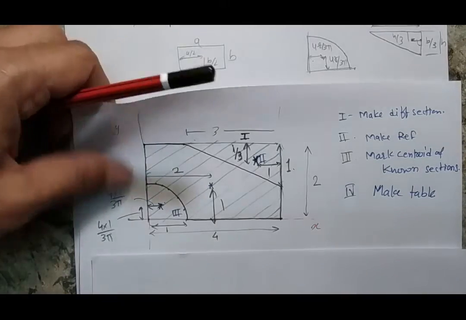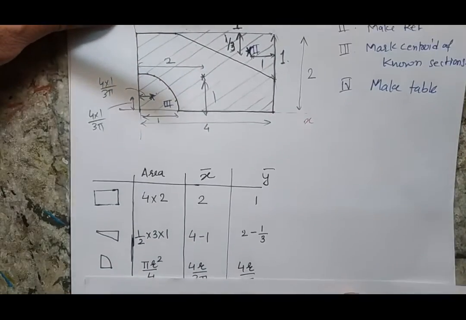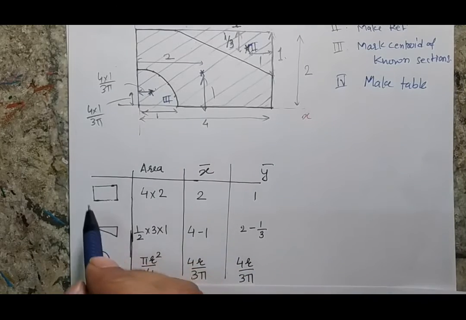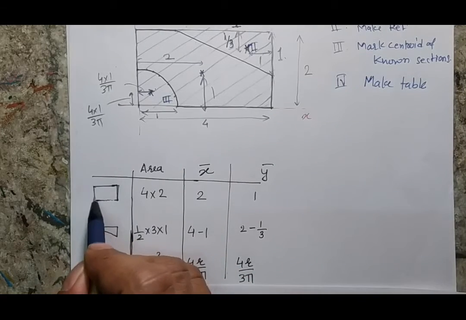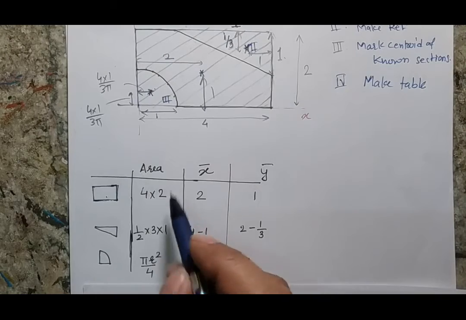So here you can see that I have made a table using the given information. In the table, I generally follow a standard procedure. First I will mention my three sections. This is my section 1, which is the larger one. Second one is a triangle. Third one is a semicircular arc. Then I will put the area.